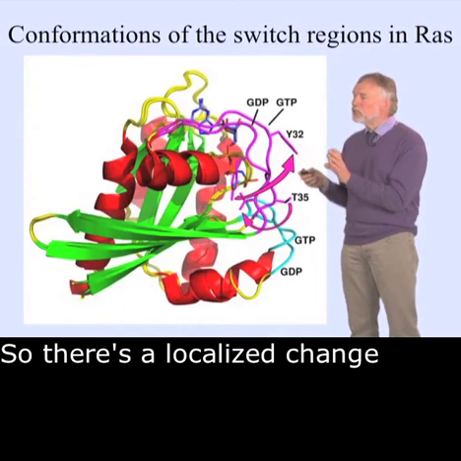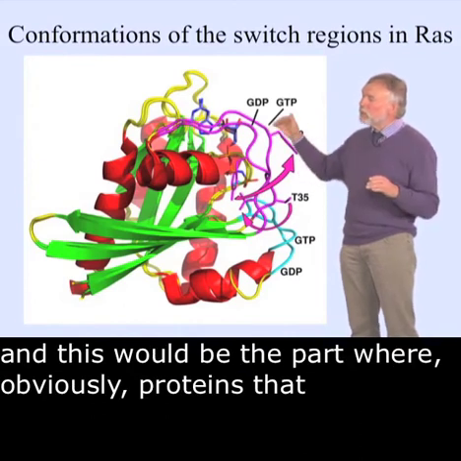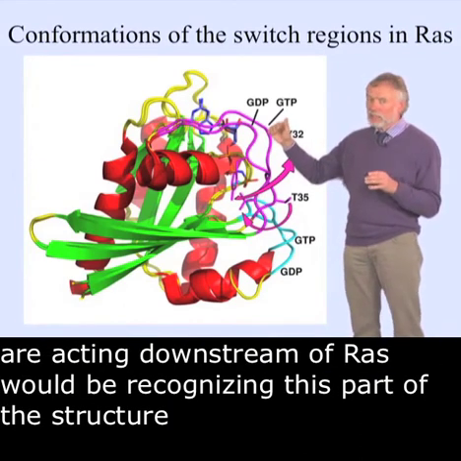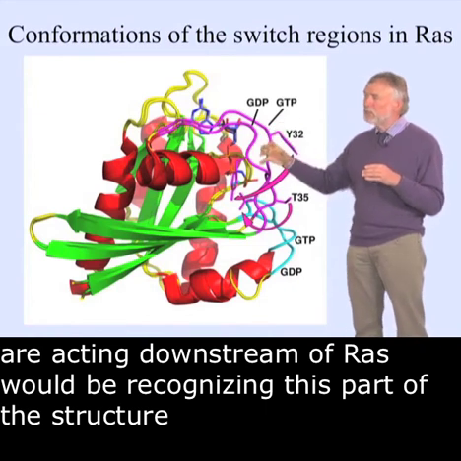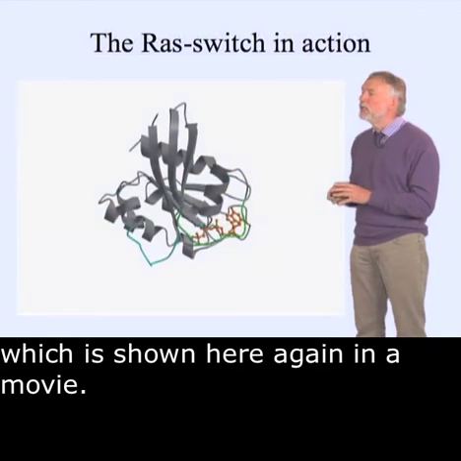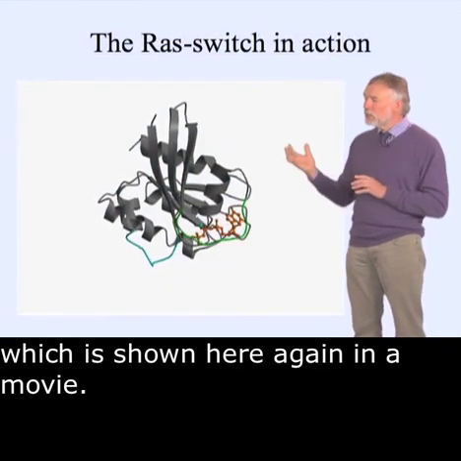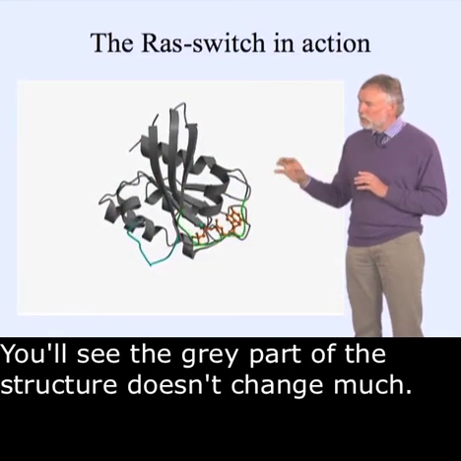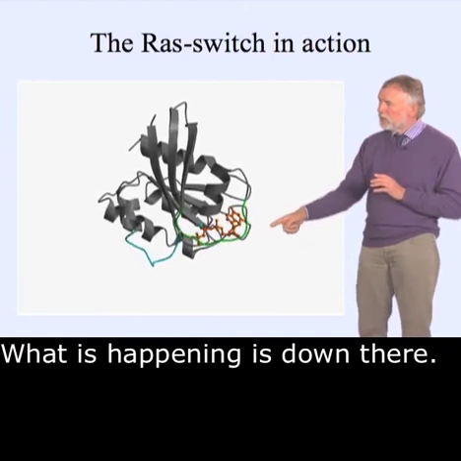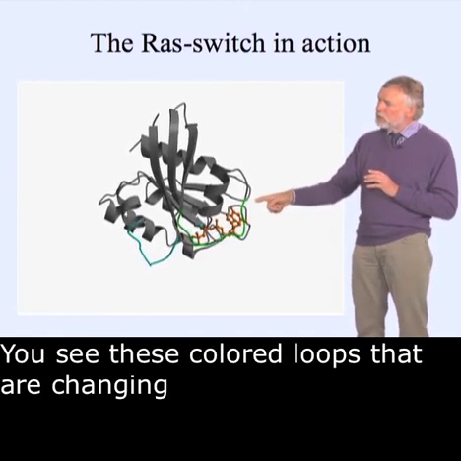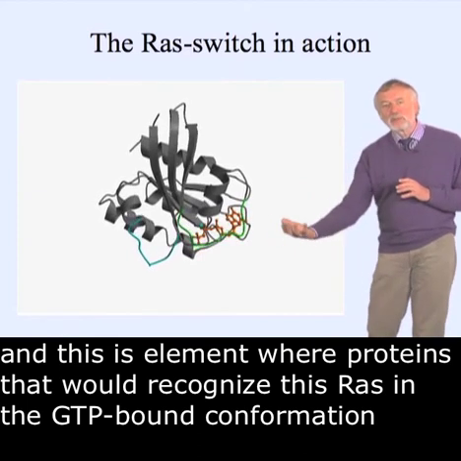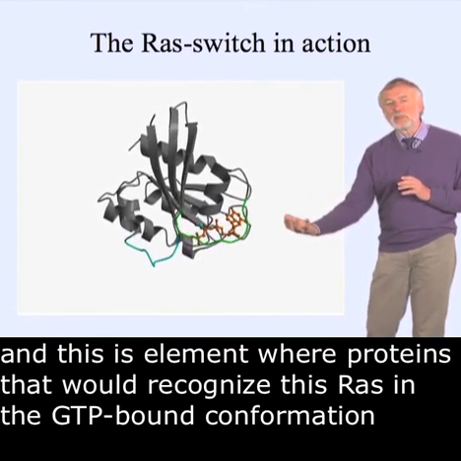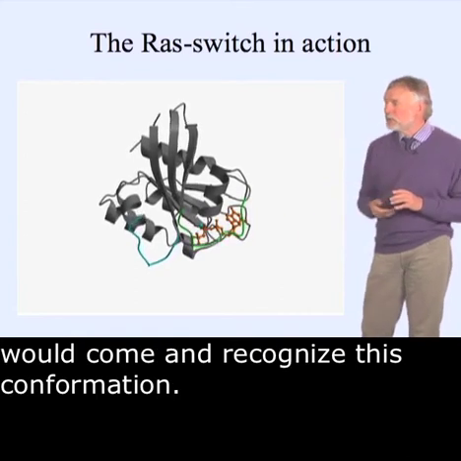So there is a localized change, and this would be the part where proteins that are acting downstream of RAS would be recognizing this part of the structure, which is shown here again in a movie. You see the gray part of the structure doesn't change much. What is happening is down there, you see these colored loops that are changing, and this is the element where proteins that would recognize RAS in the GTP bound conformation would come and recognize this conformation.